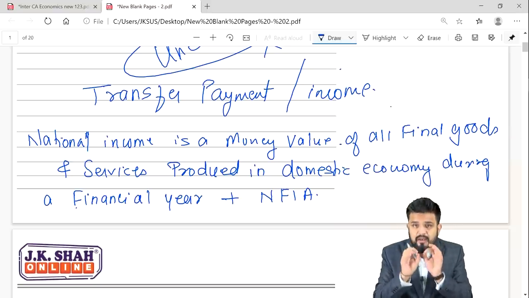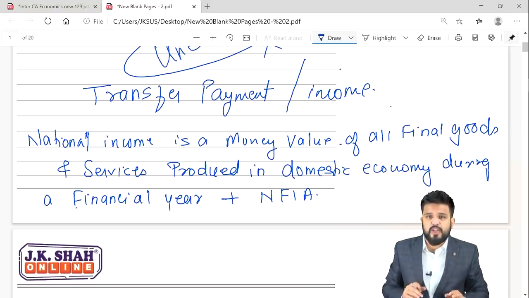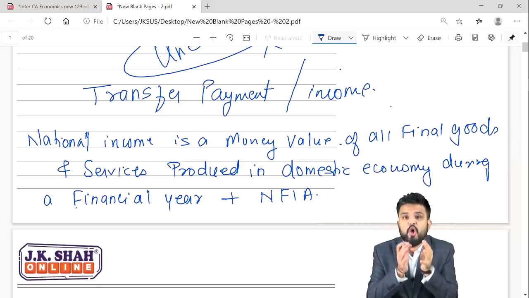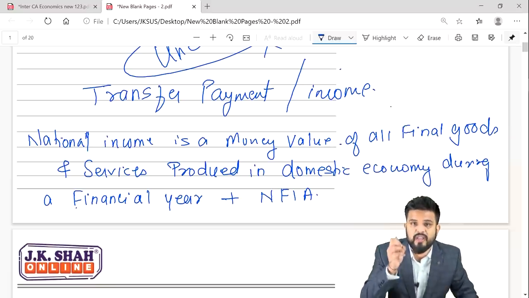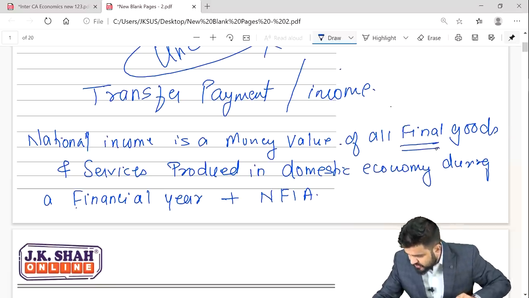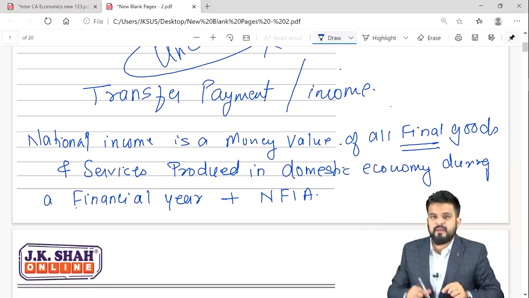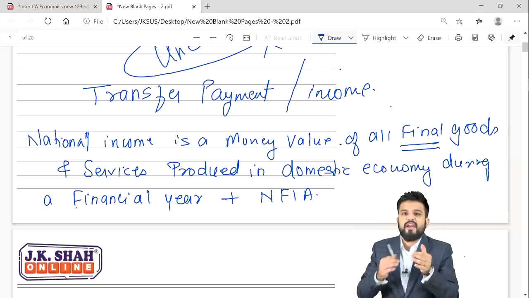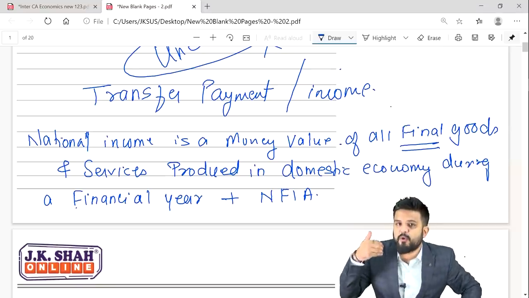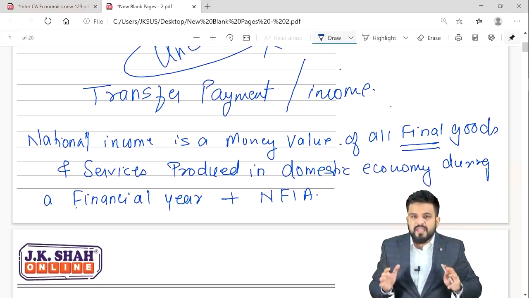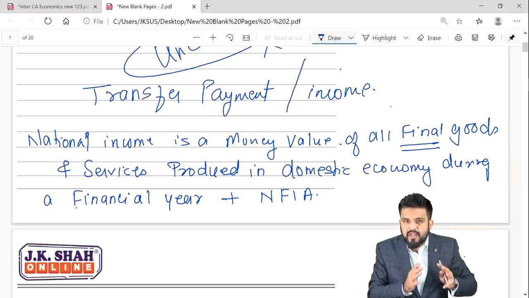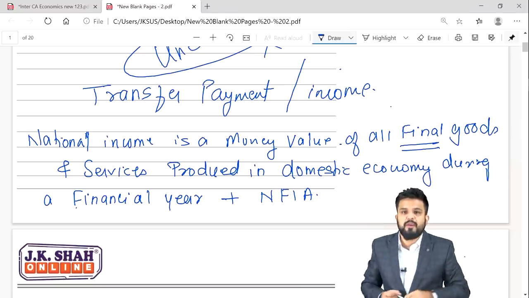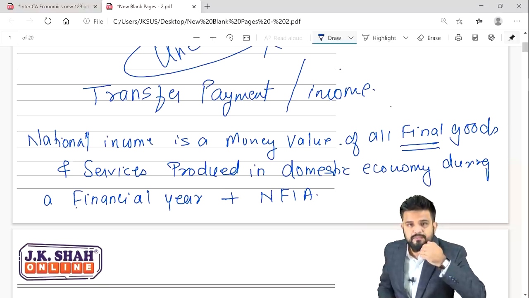Now students, this is the basic meaning, I would say, definition of national income. Quickly I will repeat. National income is a money value. Money value means every product or service should have a price, a monetary value, of all final goods and services. The product should be a final product, like this pen or this calculator. Final products are those things which cannot be further processed. So please, raw material, intermediate goods, work in progress, all these things should be excluded, because otherwise it will lead to double counting.